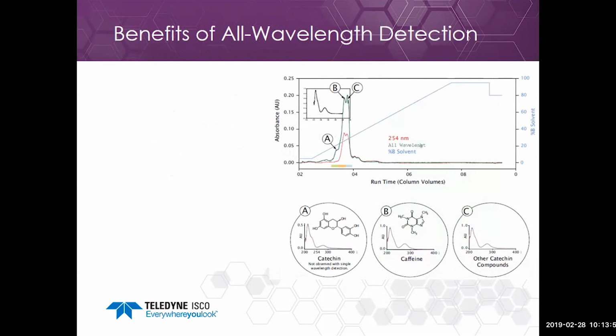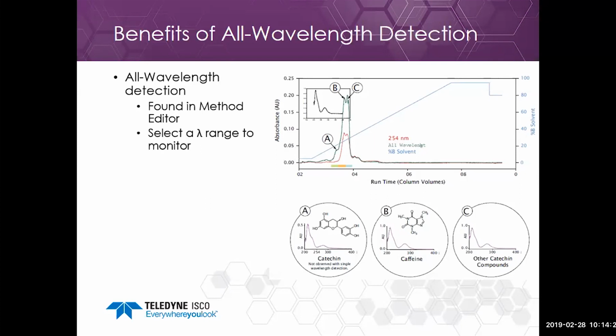And if you're monitoring at just 254, you're not able to distinguish between the 3 different peaks because they all have overlapping absorbance at 254. But if you expand and use the all wavelength detection also found in the method editor, and select the wavelength range, in this case 200 to 400, in A, B, and C you can see the slightly different entire spectral properties from 200 to 400 for these compounds.